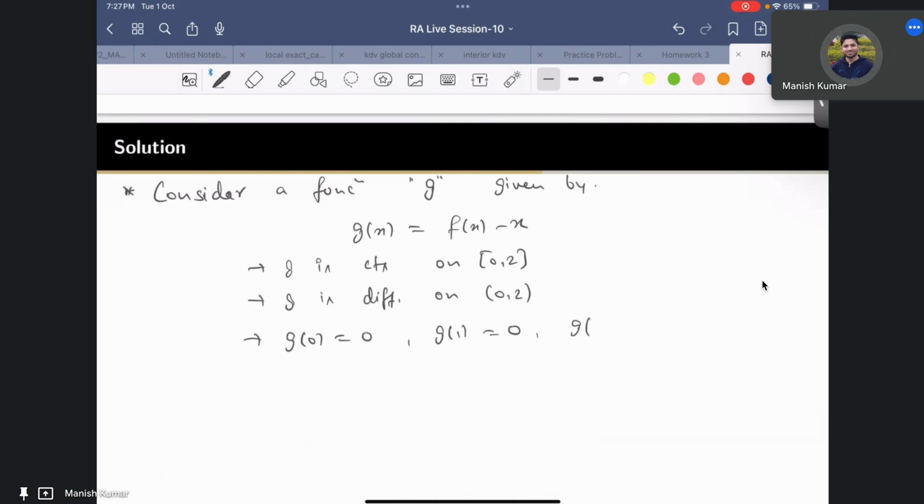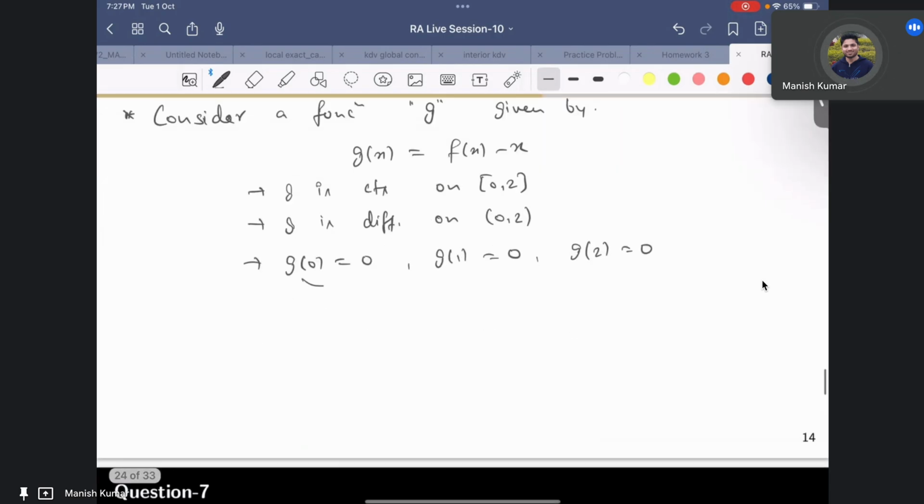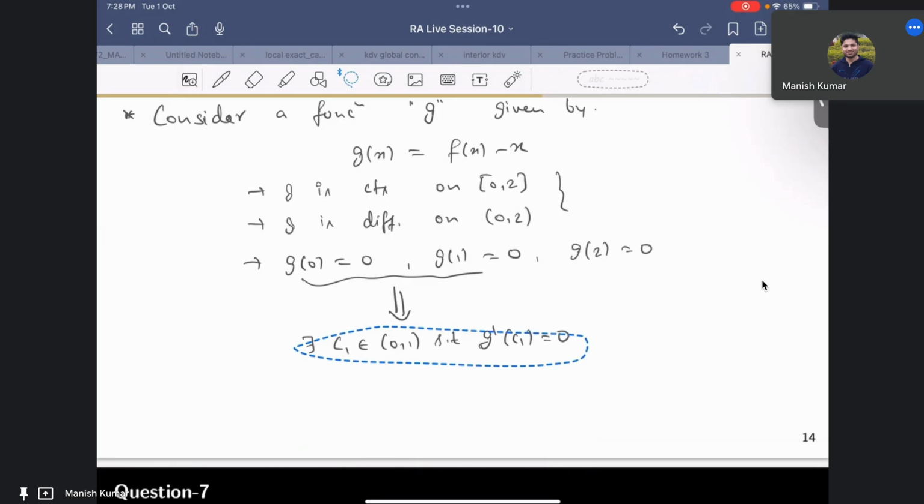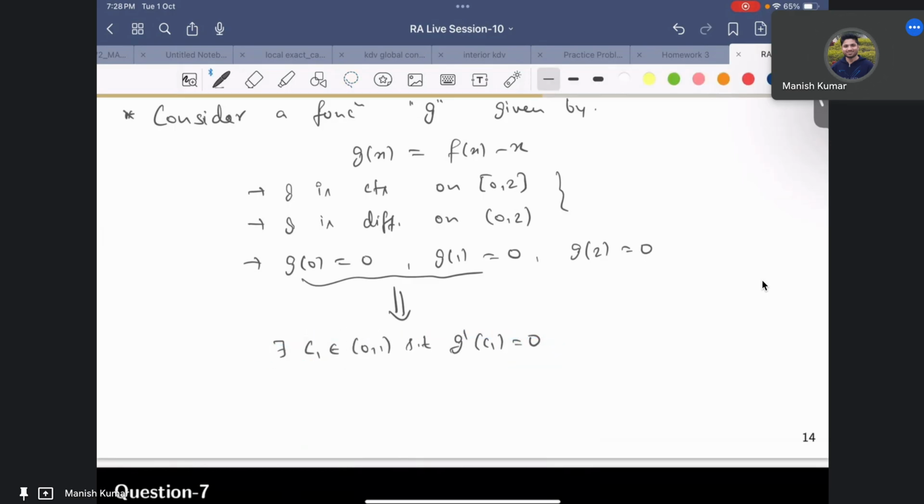Now using these two things, and also obviously these two conditions, using Rolle's theorem, what you can say is that there exists some c1 in 0, 1 such that g prime at c1 is equal to 0. Correct, because they are taking the same value. Now using these two, you can say that there exists c2 in 1, 2 such that g prime at c2 is 0. Okay, so these are by Rolle's theorem or Lagrange's mean value theorem, I just write mean value theorem. Okay, you are getting these two things.